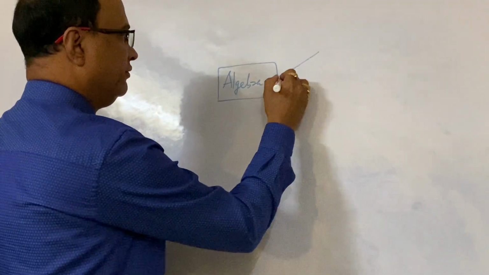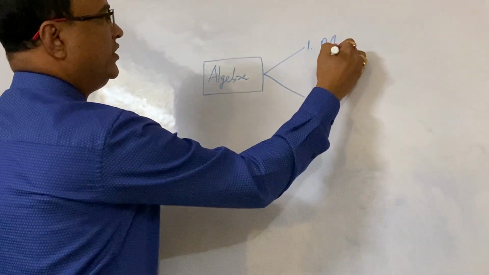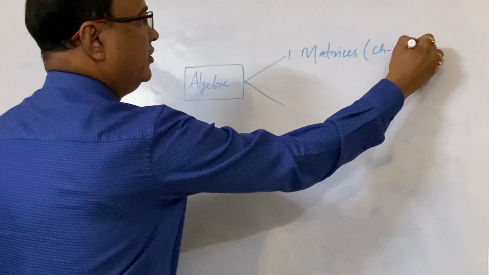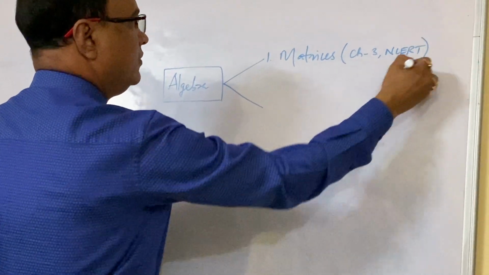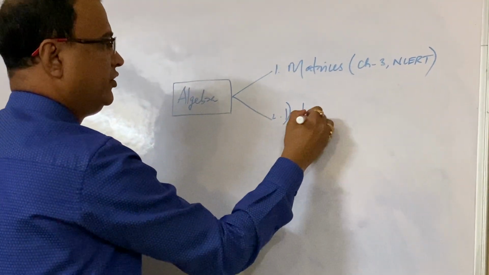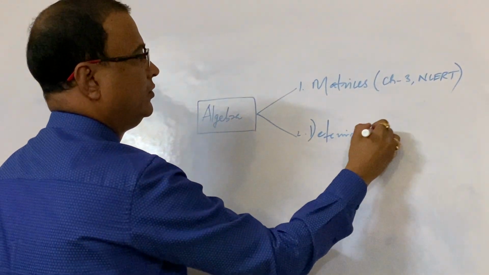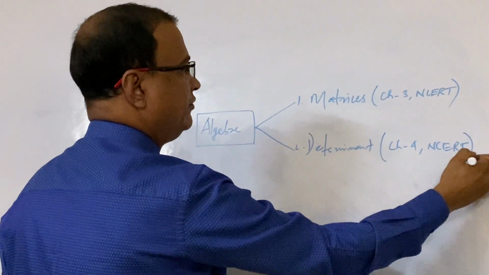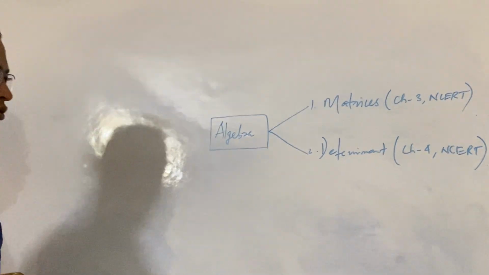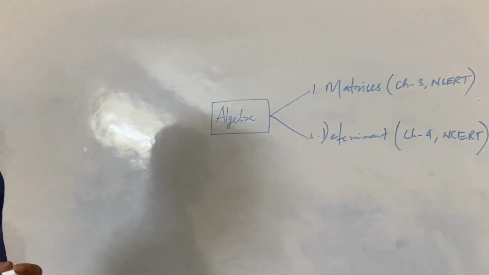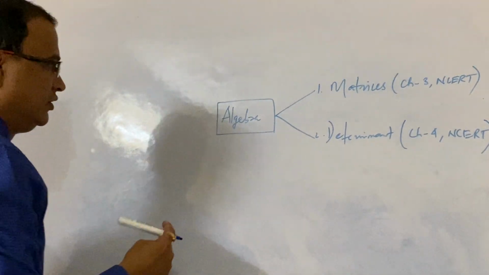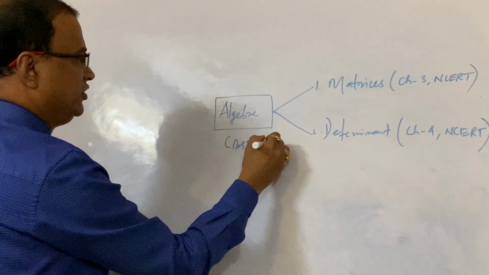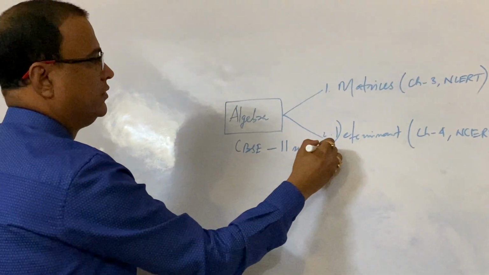Under this algebra we have two chapters. Number one is matrices, that is chapter 3 of NCERT. And number two is determinants, chapter 4 of NCERT. Both of these chapters are easy. You will feel good doing the sums. Compulsory questions come, one for 6 marks, one for 4 marks, one for 1 mark. Altogether the CBSE weightage is near about 11 marks for these chapters.